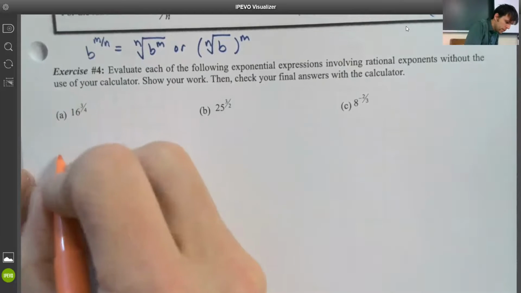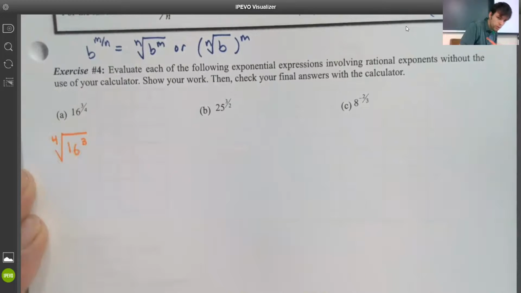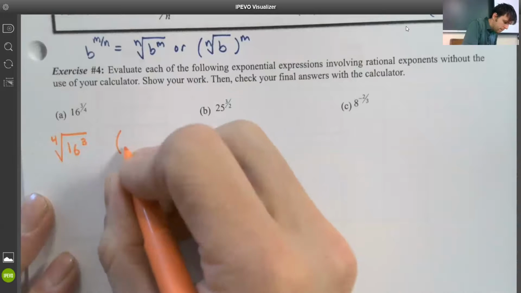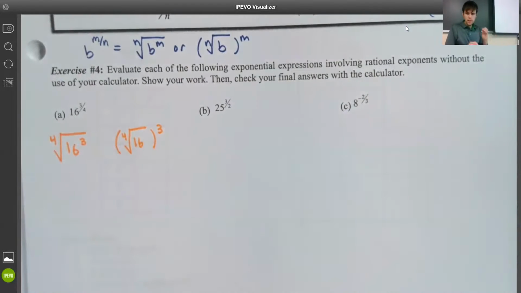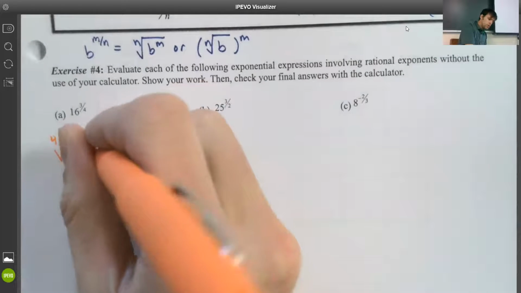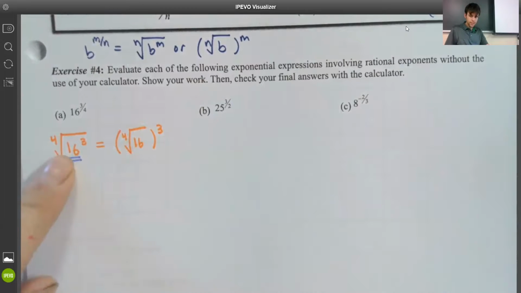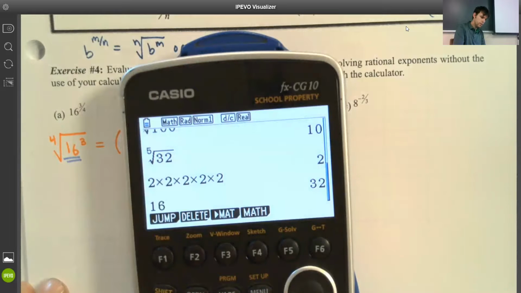Let's write that out. So it's either the 4th root of 16 to the 3rd. We'll talk about why that may be difficult in just a second. Or it could be the 4th root of 16 all raised to the 3rd power. These are equal to each other. It doesn't matter which way you do it, though one of them is going to have some benefits. The problem we have with this first option is 16 to the 3rd power is a really large number. That's 16 times 16 times 16. Let's just do that real quick. 16 to the 3rd power.